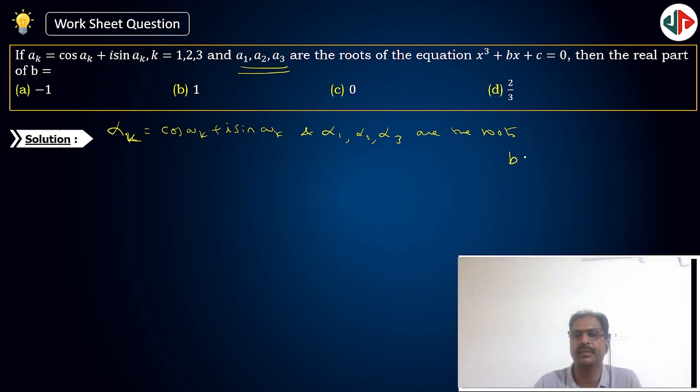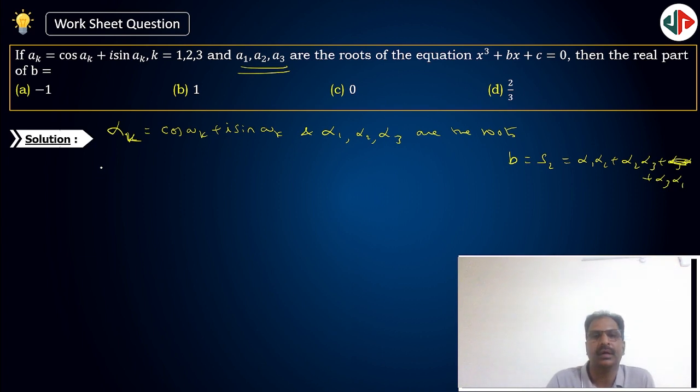What will be B? S2. S2 means alpha 1 alpha 2 plus alpha 2 alpha 3 plus alpha 3 alpha 1. So we have to find the real part of this. For that, alpha 1, alpha 2, alpha 3 are the roots, so what is S1? From the given equation, S1 is nothing but 0.